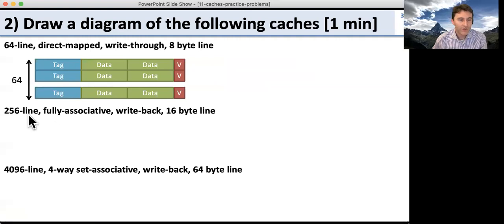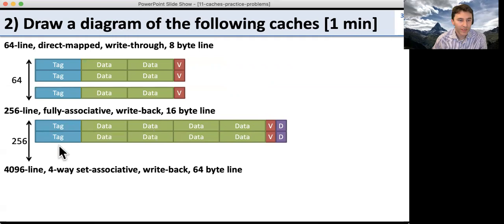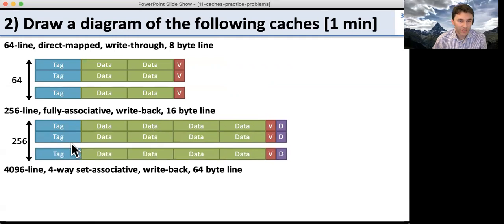Okay, let's take a look at this one, the 256 line one. So we're going to have a tag. It's a 16-byte line. That means we're going to have 4 data words in there. Now it's write back. So that means in addition to valid, we're also going to have to keep track if it's dirty, because we could have data in here that we've written to that hasn't been written back to memory, in which case we may mark it as dirty. And it's 256 lines, so we're going to have 256 of these.